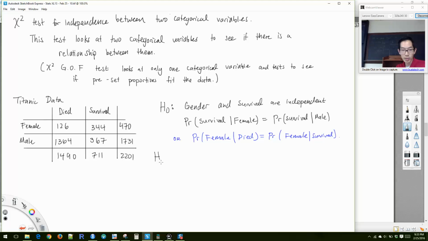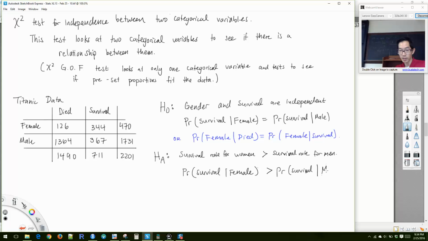And then our alternative hypothesis could be survival rate for women is greater than survival rate for men. So this would be probability of survival given female is greater than probability of survival given male. Okay. All right, so we can test this out.